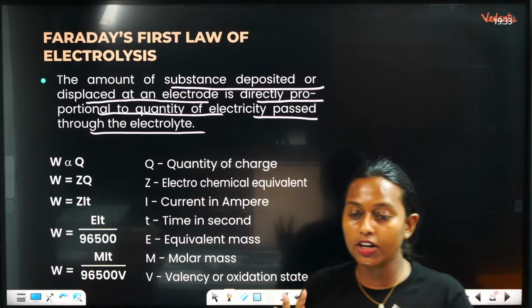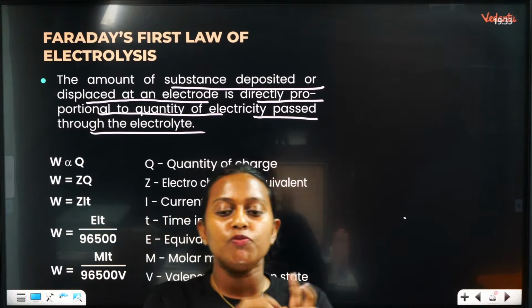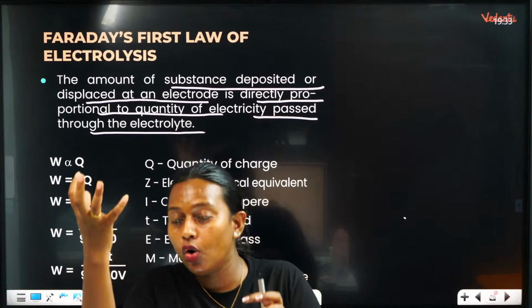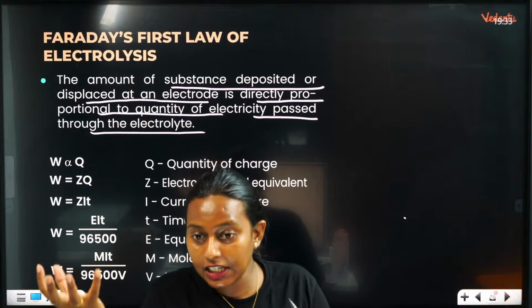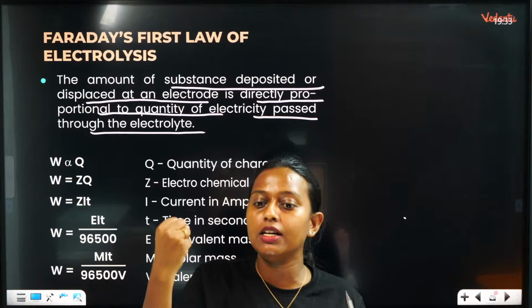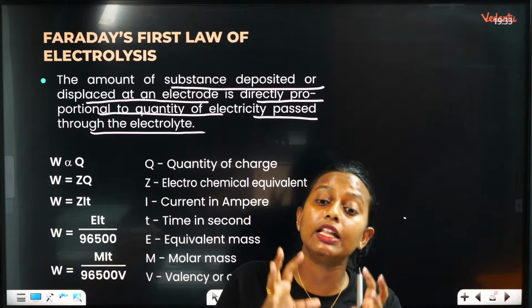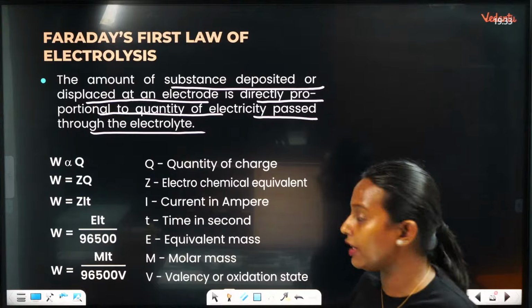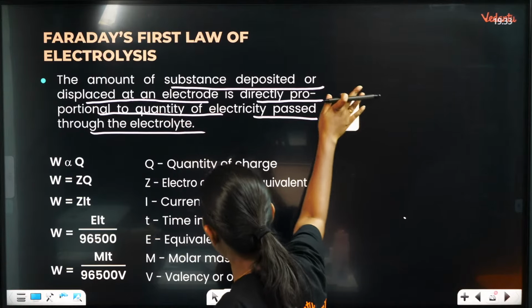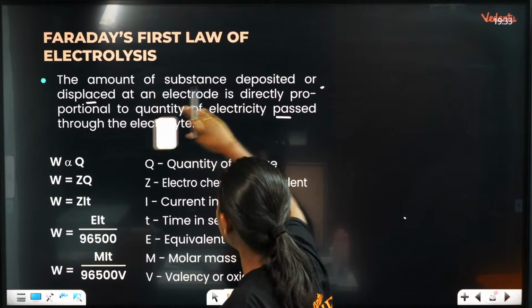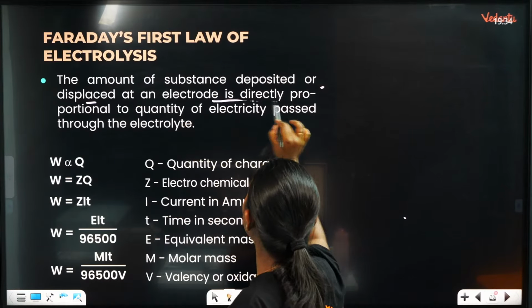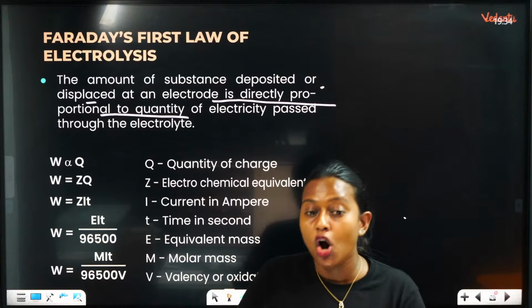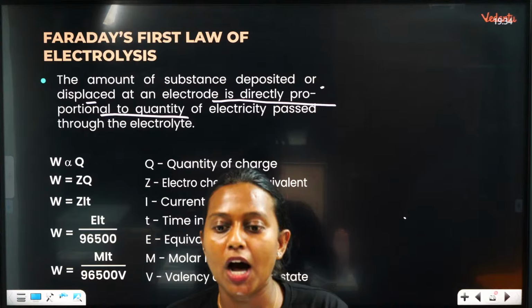I have already said that gold plating and so on takes place. When we do gold plating, we have to take gold from there and deposit it here. So we take the gold from there, displace or liberate it, and deposit it. What do we need for that? We need charge, we need electricity. So the amount of substance deposited or liberated at an electrode is directly proportional to the quantity of electricity passed through the electrolyte.